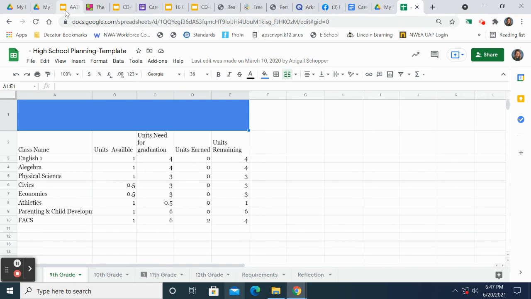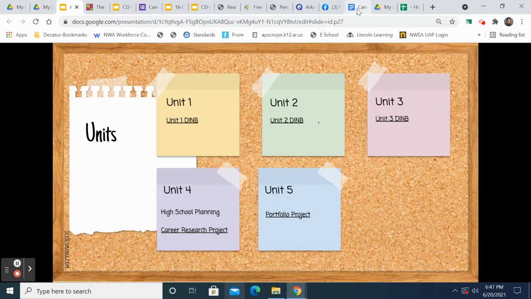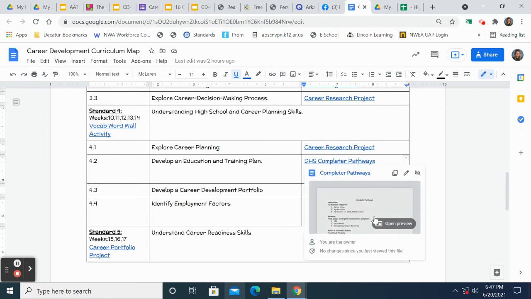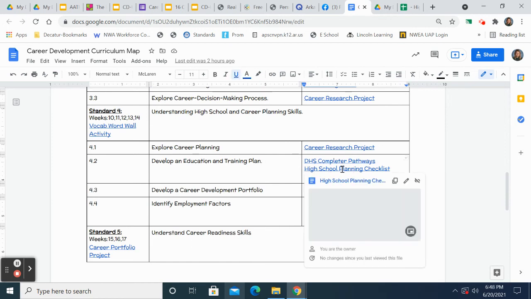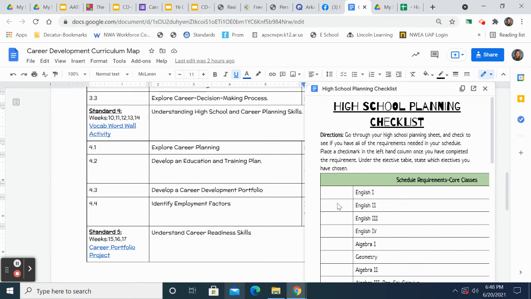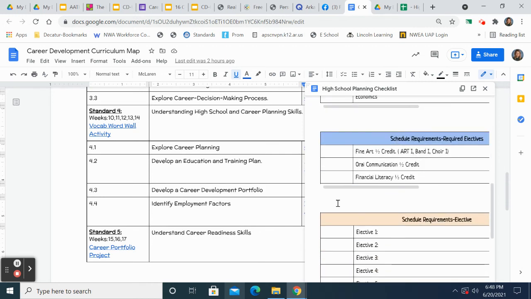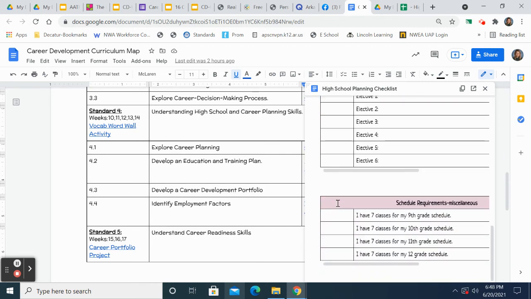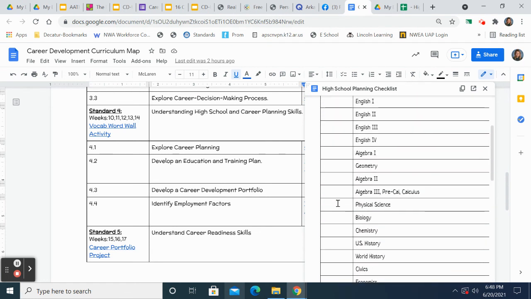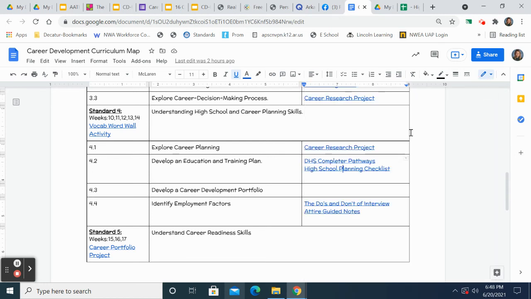I do make all of my students become a completer in some area. So based upon those completer pathways, I have them make themselves a completer. And then I have them complete this checklist before they turn it in. So they go through, and this tells them all the requirements that should be on their schedule. This makes sure they double check their work, and then they turn in their high school planning with me.